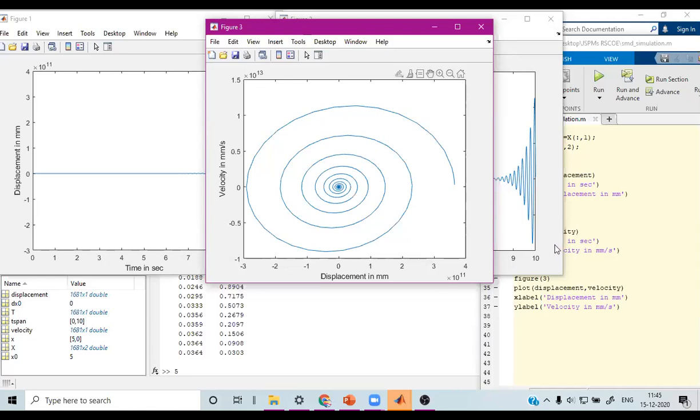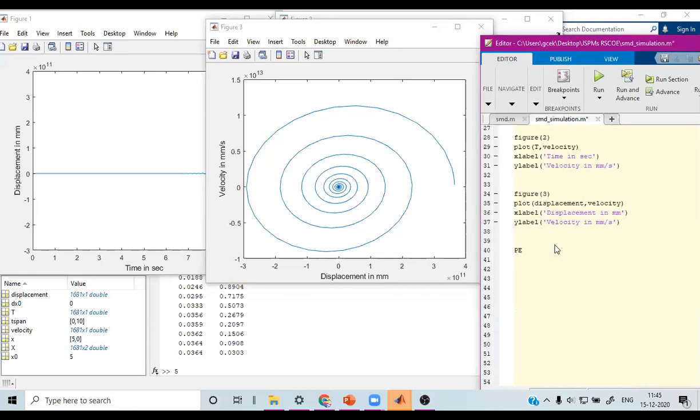In this free vibration, one more thing we want to simulate: the potential energy and kinetic energy. The sum of these two energies remains constant, so that law we want to simulate. Potential energy is equal to one half into the stiffness into the displacement squared, that is half k x squared.